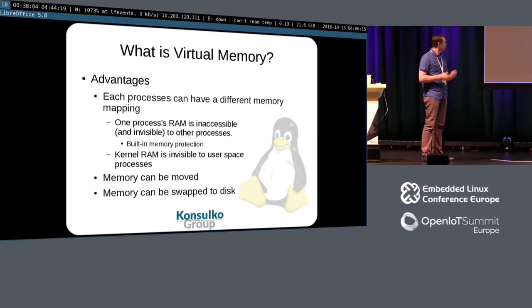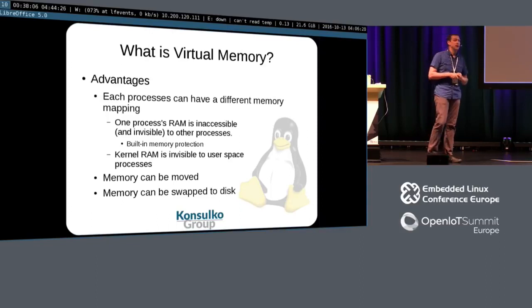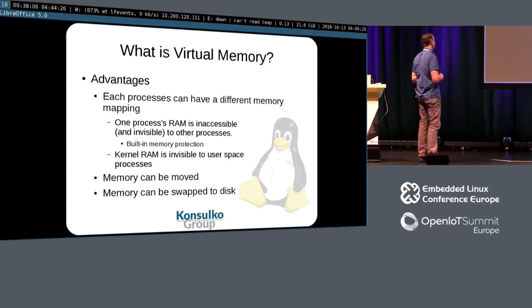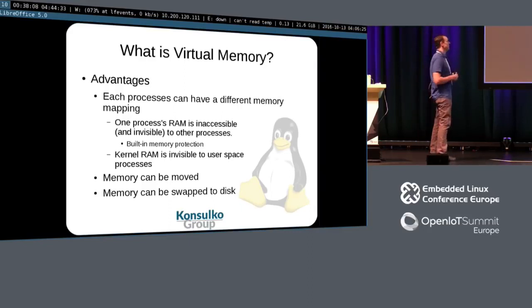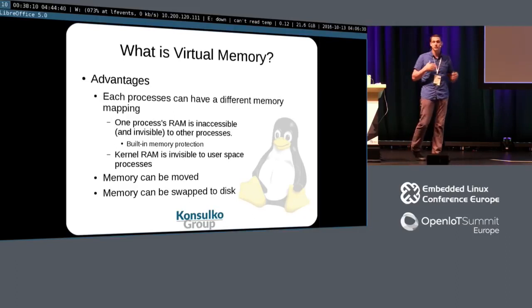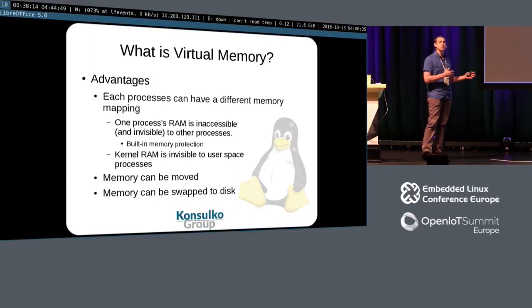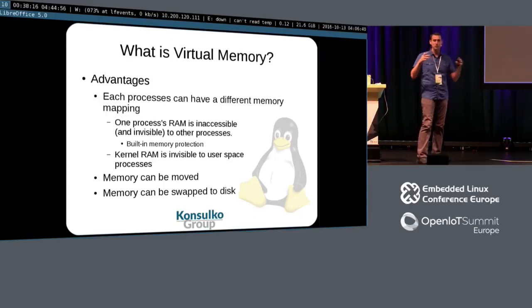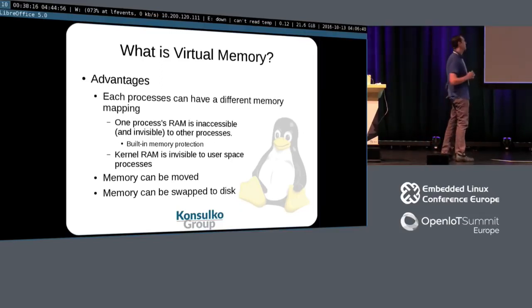So when we have virtual memory, one process's RAM is inaccessible to the other processes. It's also invisible, so you have built-in memory protection. And kernel RAM is not visible to user space directly. The nice thing is that memory can be moved. Memory can be visible to different processes, but you have to actually set up a mapping for that.